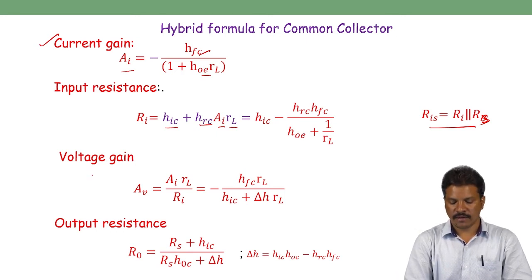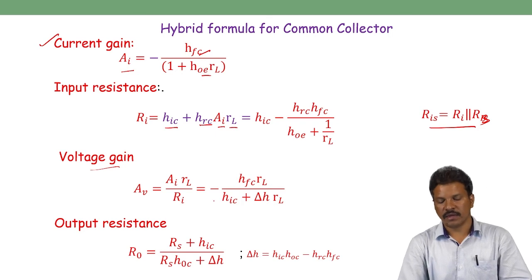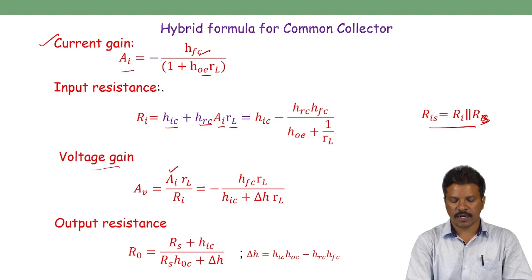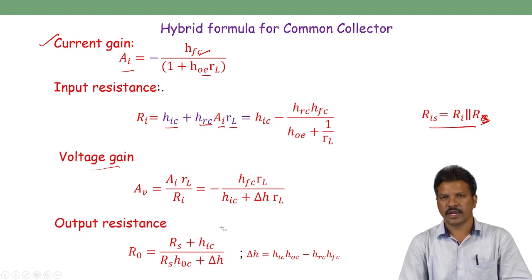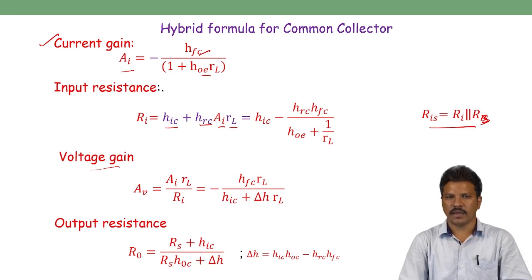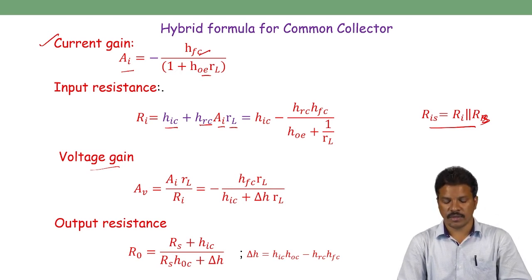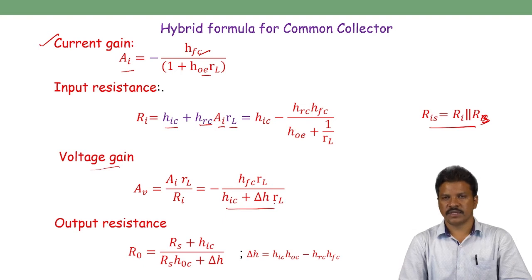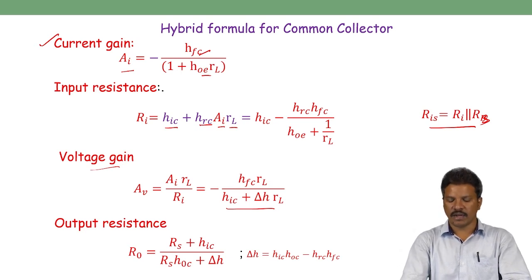Then voltage gain. This voltage gain is nothing but current gain into small RL divided by RI. We already calculated AI and RI, so substitute the values of AI and RI. Then we get AI small RL divided by capital RI, where RI is the input resistance of the CC configuration. We can also represent this in terms of H parameters: minus HFC RL divided by HIC plus delta H RL.